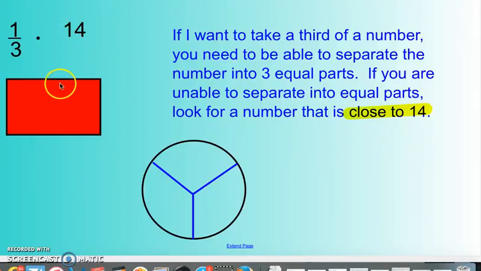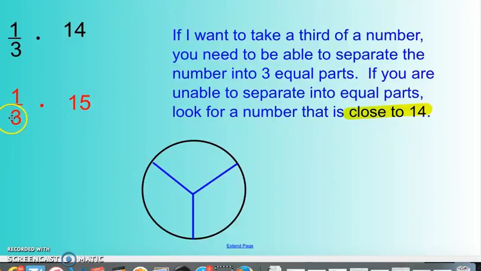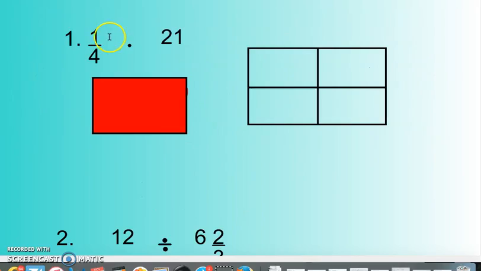Yeah, 15 is a nice number. We can separate that into 3 equal parts. What would be in each part? A 5, yep, 5, 5, and 5. We separate it into 3 equal parts. There's no remainders, like there's nothing left over. And so I would probably use the compatible numbers of 15 and 1/3, because I can take a third of 15 very easily.